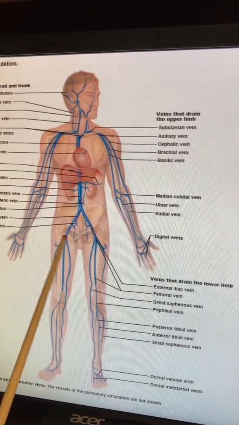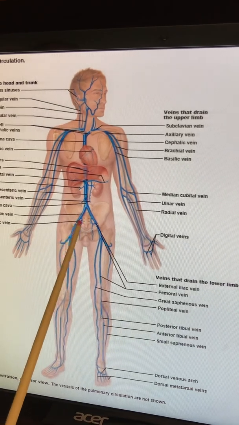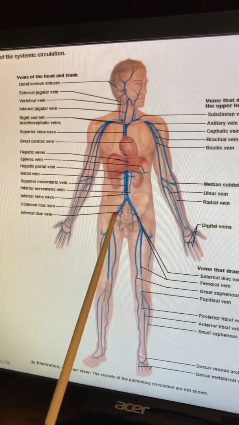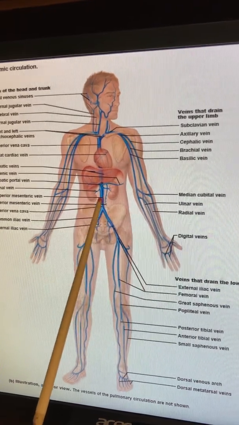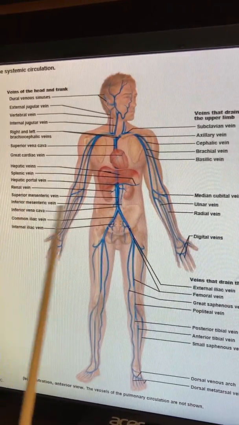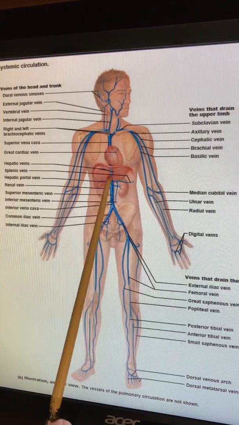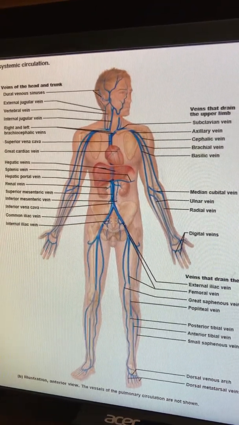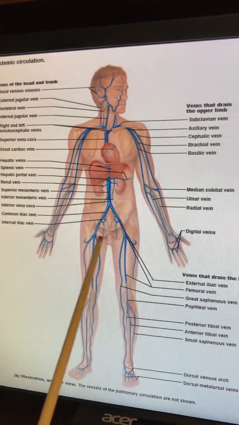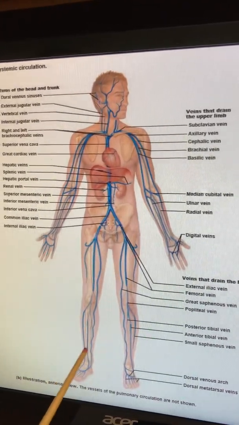So he's going to hop into the great saphenous vein that will go all the way up to the femoral vein, which will go into the external iliac vein, which will go into the common iliac vein on both sides, which would then go into the inferior vena cava. And of course, the inferior vena cava is going to bring Ben back to the right atrium, where he will complete his journey again. Okay? So the lower extremities are pretty straightforward.